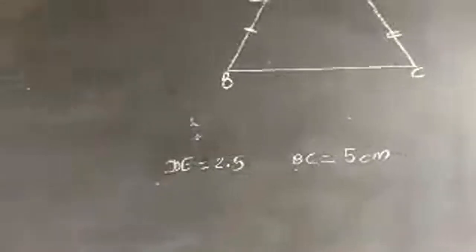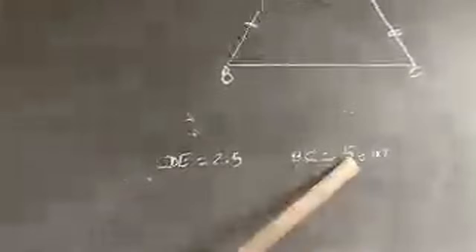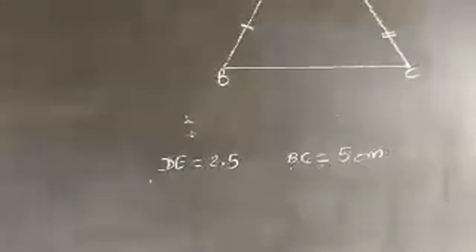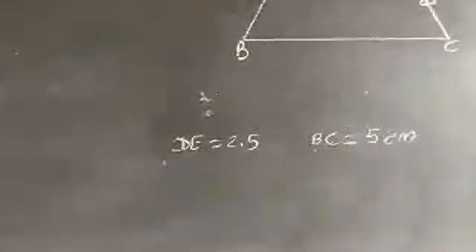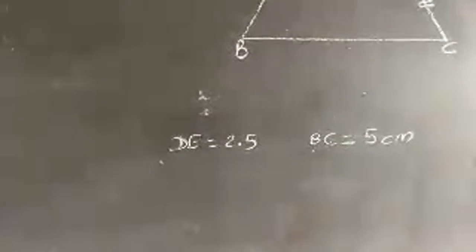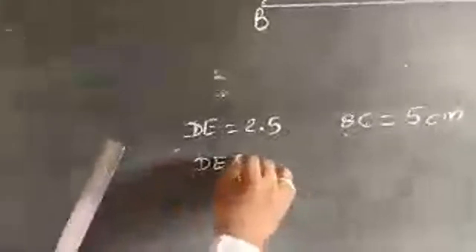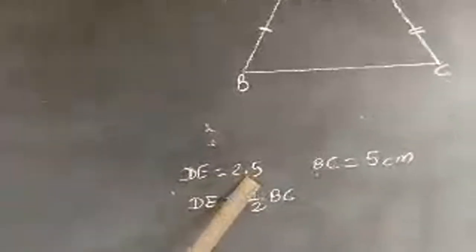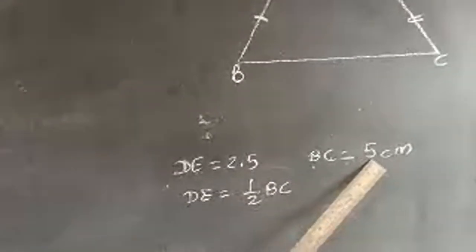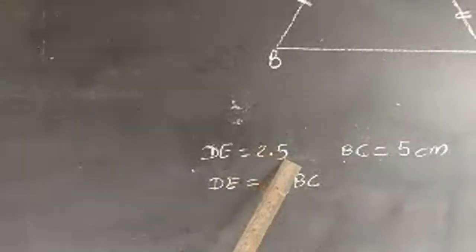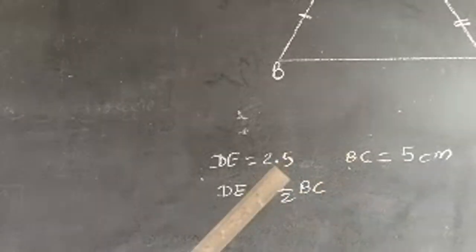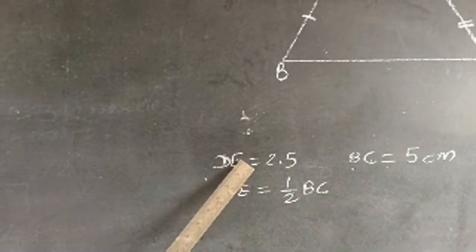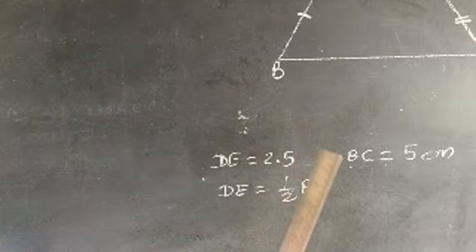What is the relation? BC is how many times DE? BC is double DE, or DE is half of BC? This DE is half of BC. This 2.5 is half of 5. Is it correct? Yes. How many students get this relation? DE is half of BC. Many students get that relation.